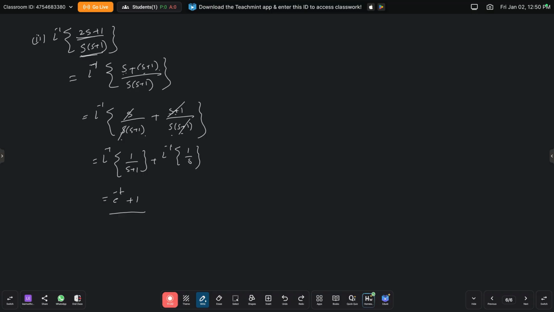L inverse of 1 by s plus 1, L inverse of 1 by s. L inverse of 1 by s plus a value is what? e power minus at. So I am writing e power minus t. L inverse of 1 by s value is what? 1 here.